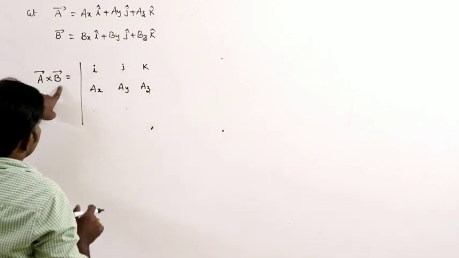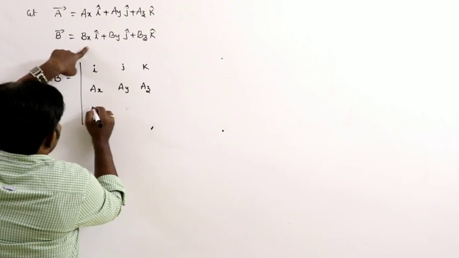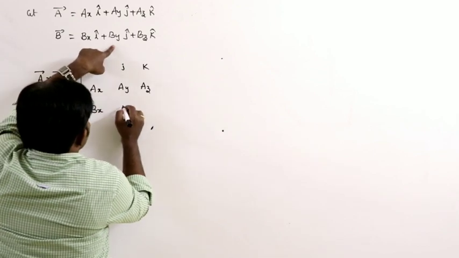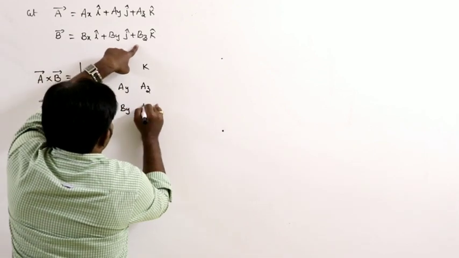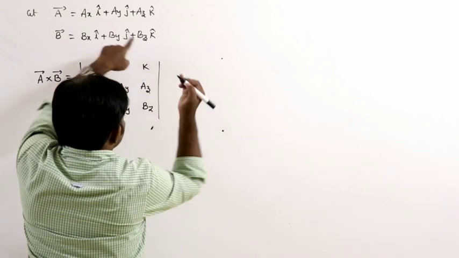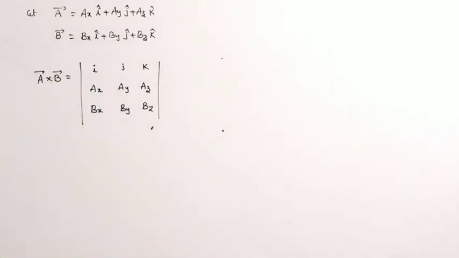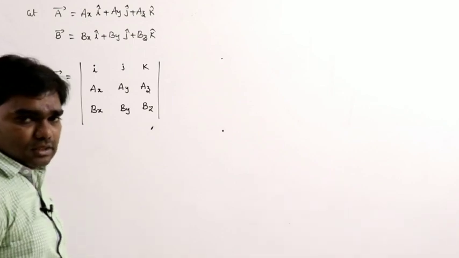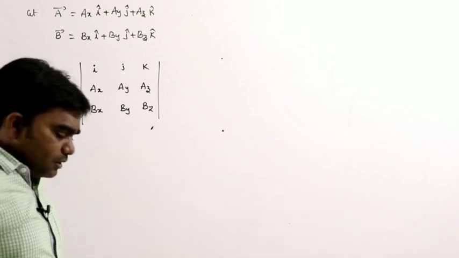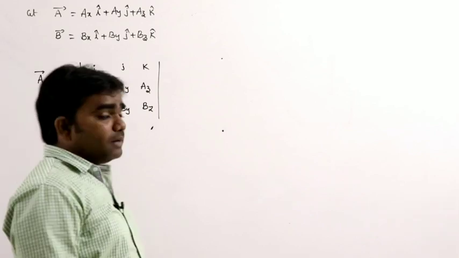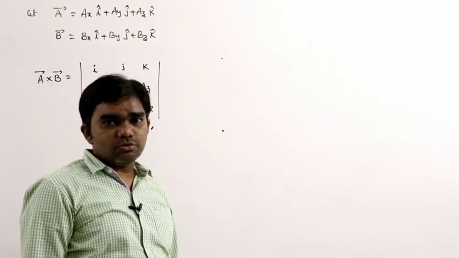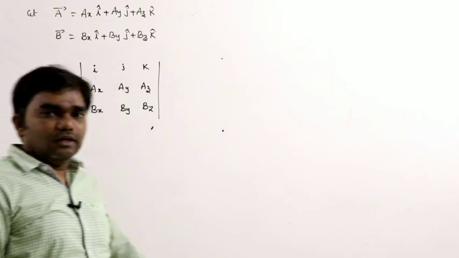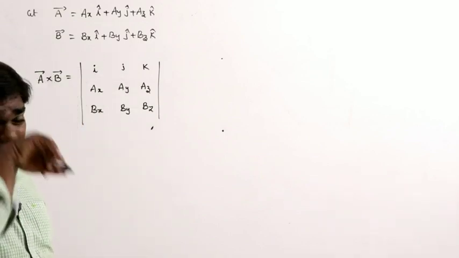Next, what is the second vector here? B bar. What is the I component? Bx. J component? By. K component? Bz. So we have to do the determinant, matrix model. We have to calculate the determinant. After completion of mathematics matrices, it is very easy. But BPC students, you must learn it here only, because you don't have mathematics.